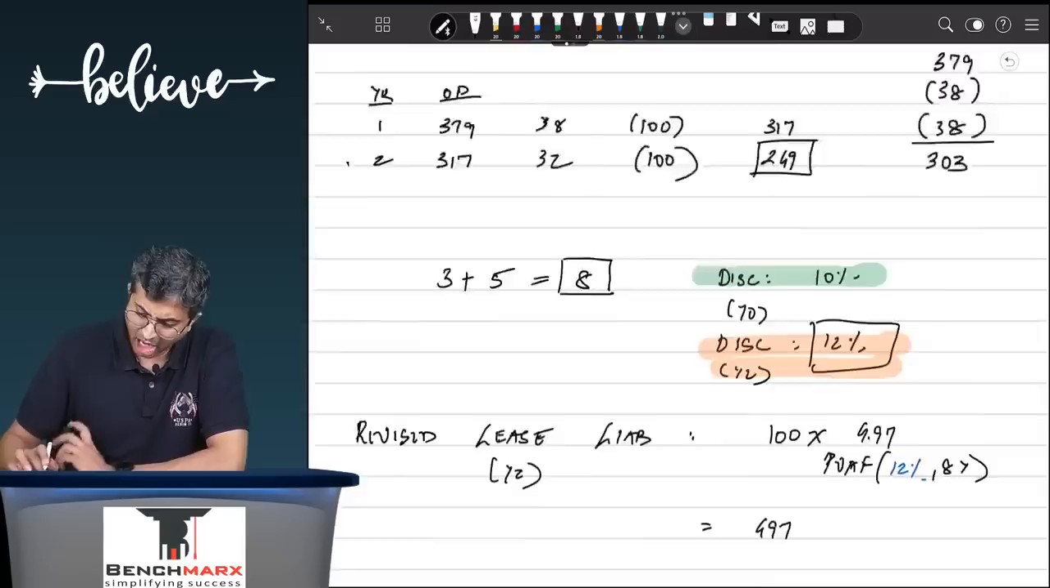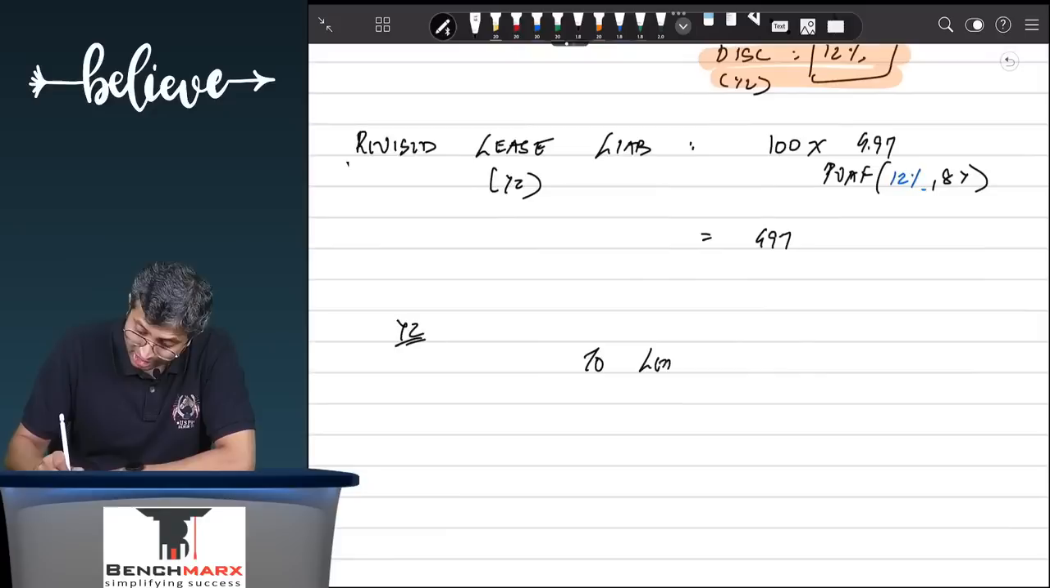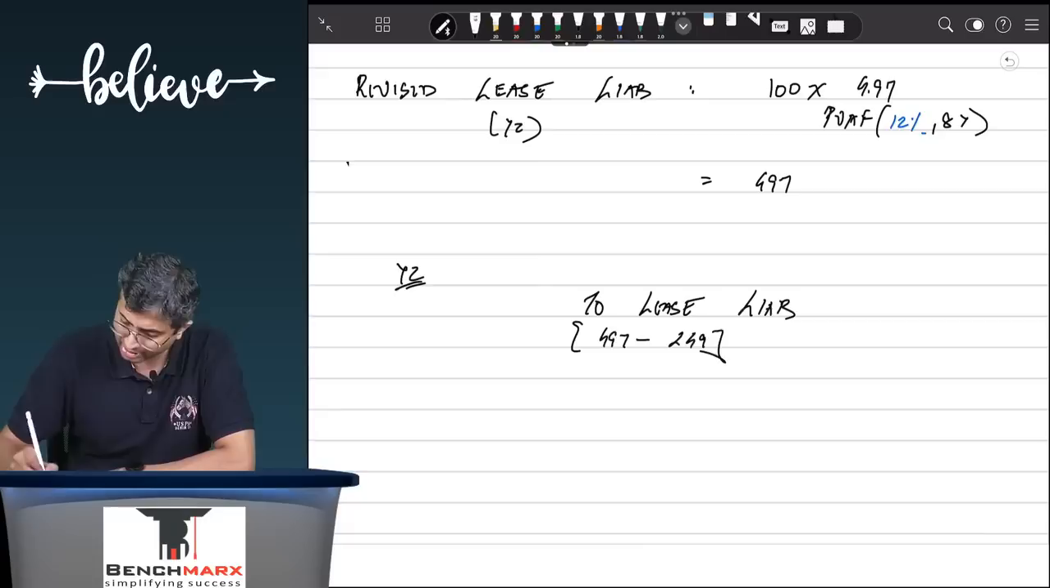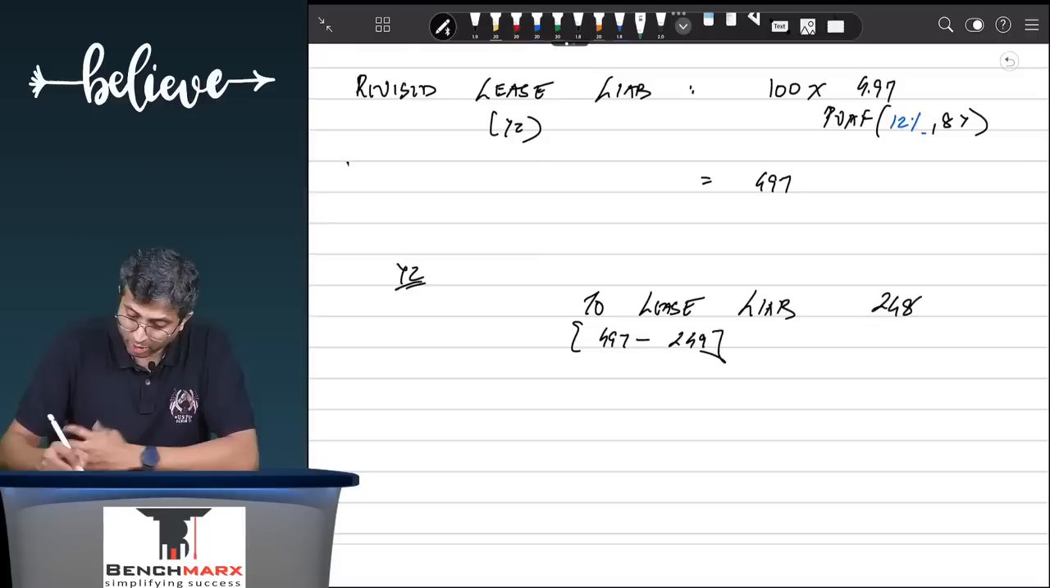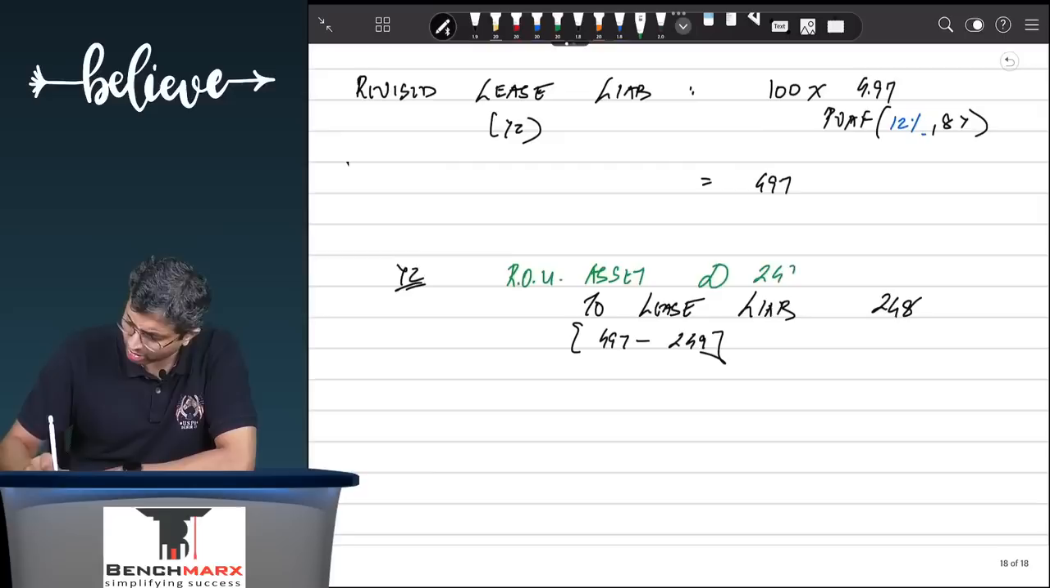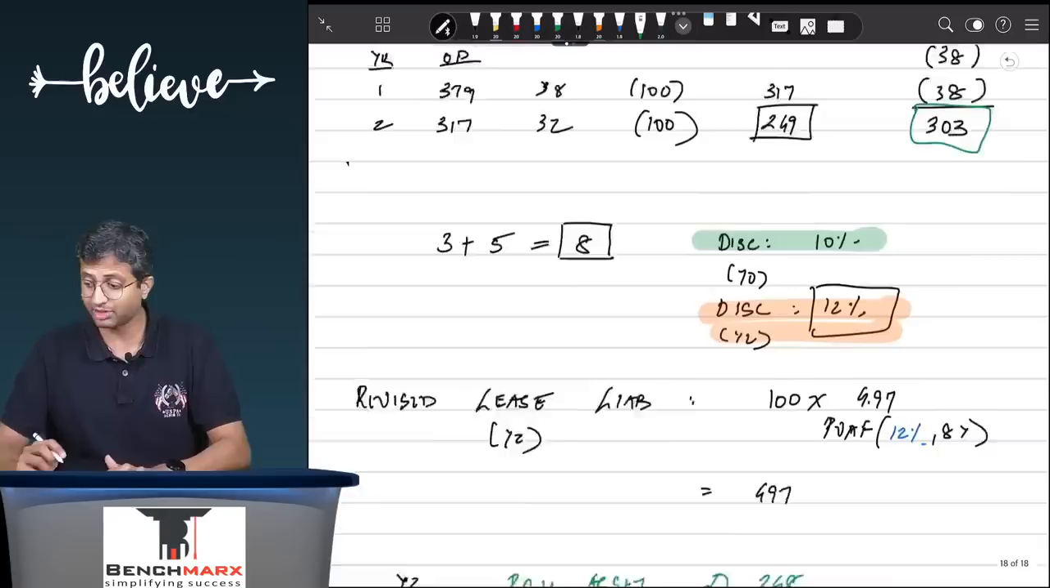So at year 2, you will credit the lease liability. By how much will you credit? Well, you will credit it by 497 minus 249, so you will credit it by 248. What will you debit? Will you debit the P&L? Well, no. This gives you a further right. It makes your right much more. And as a result, the corresponding adjustment will be against the ROU asset. Your ROU asset, which was earlier at 303, will increase by 248. So this is 303 plus 248 will be 551. Your revised right of use asset will be 551, which will be depreciated over the remaining 8 years.